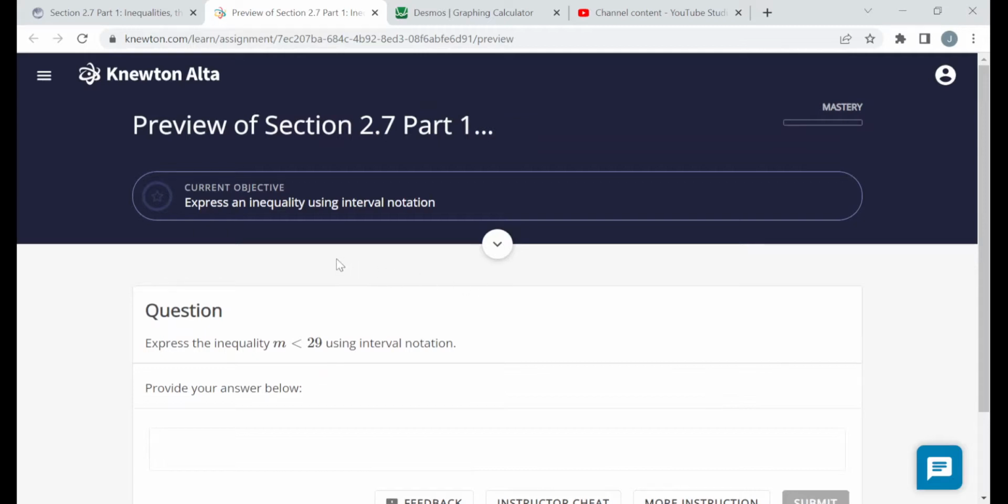Alright, so the first objective I'm looking at is express an inequality using interval notation. I'm going to write this inequality here and talk about graphing an inequality, which just means draw a picture of all the solutions, all the numbers that'll make it true. And once we look at a graph, I feel making a graph first makes writing things in interval notation much easier. This is my personal opinion.